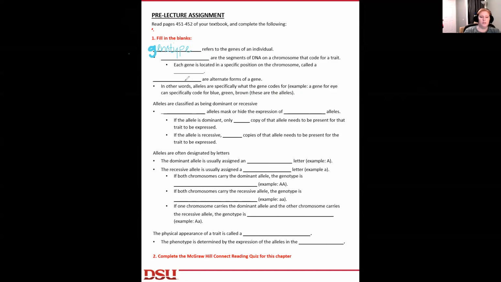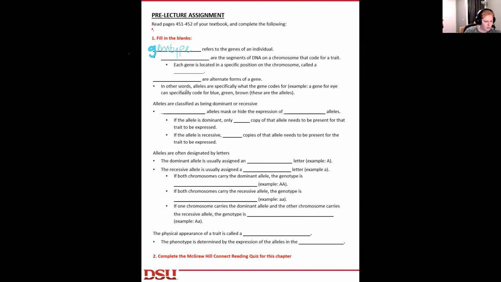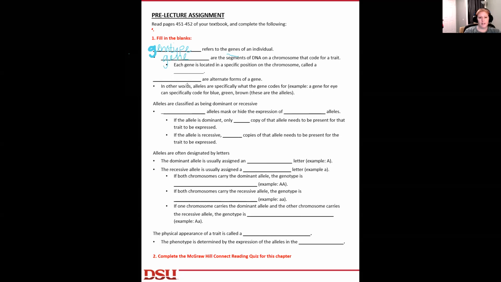Okay. So a person's genotype, this is the genes that an individual has. So genes then themselves, since we use this term a lot, genes are segments of DNA on a chromosome that code for a specific trait. Okay. Each gene is located in a specific position on the chromosome, and that position is called a locus.